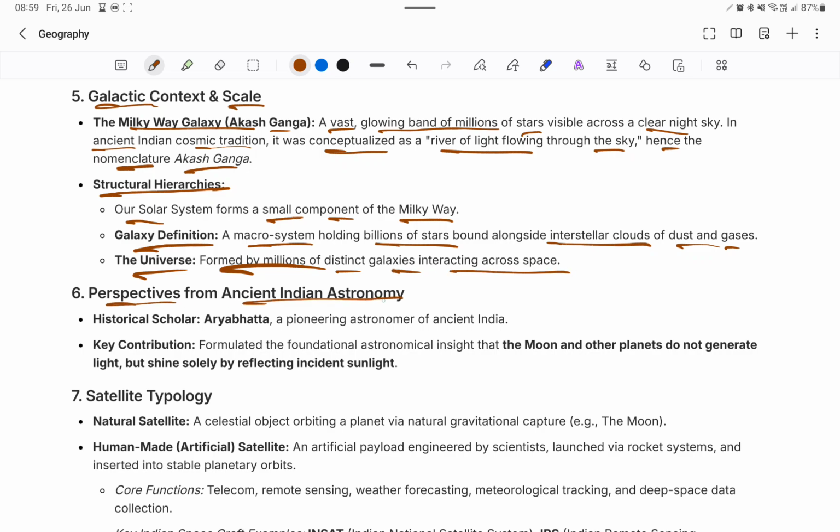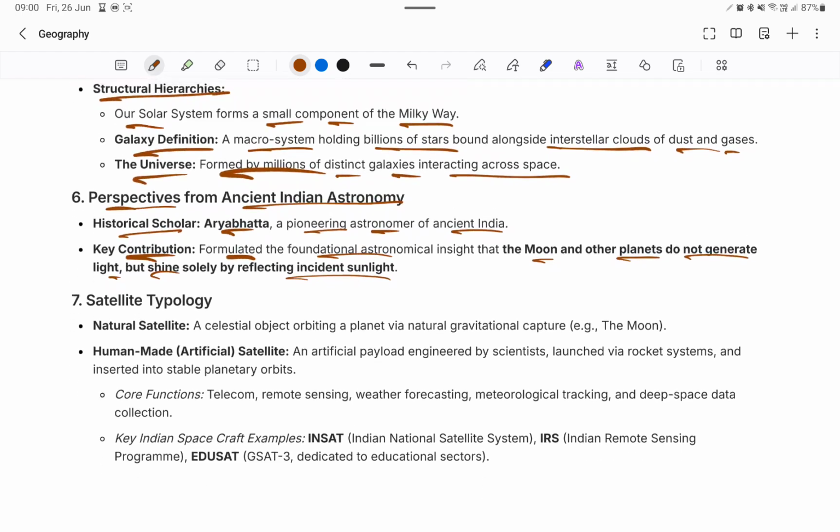Perspective from ancient Indian astronomy. Historical scholar Aryabhat, a pioneering astronomer of ancient India. Key contribution: he formulated the foundational astronomical insight that the moon and other planets do not generate light but shine solely by reflecting incident sunlight.